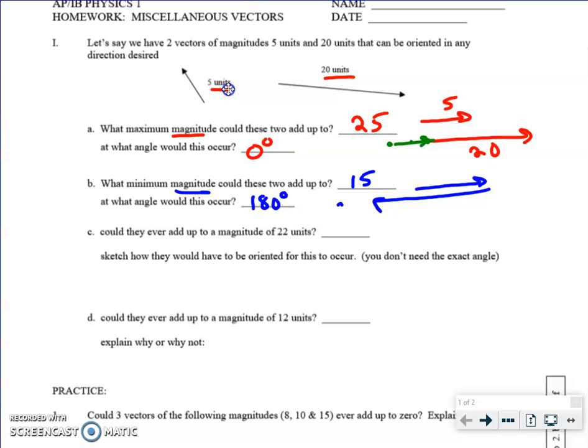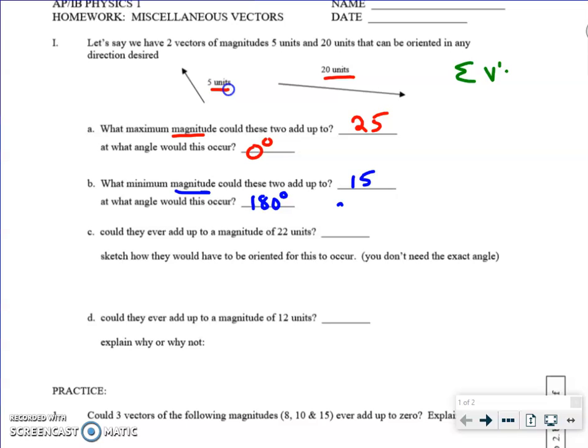So what that means is the extremes that they can add up to are anywhere from 15 to 25. So if the sum of the vectors is a maximum, the angle is 0 degrees. If it's a minimum, the angle is 180. So what if it's somewhere between those two? Let's say 90 degrees. Then it would make sense that the sum is going to be somewhere between 15 and 25. What exactly it is? Well, you do the Pythagorean theorem in that case.